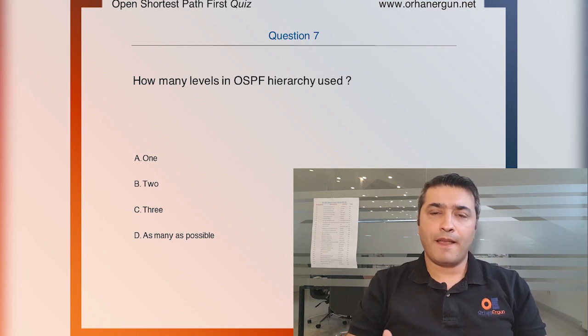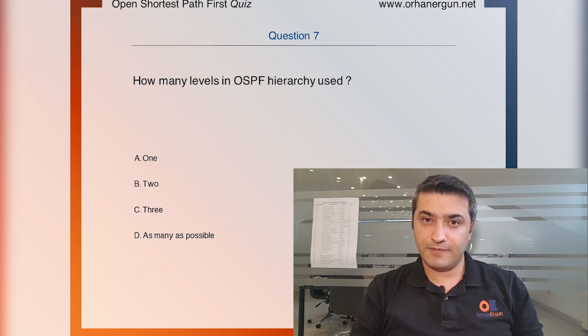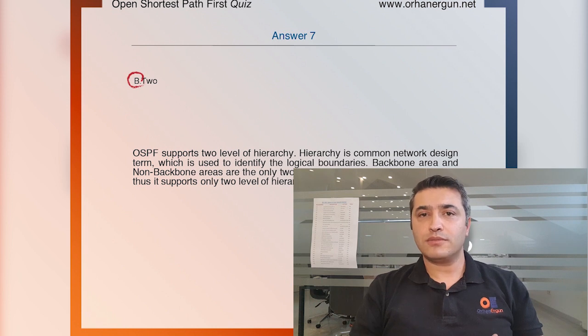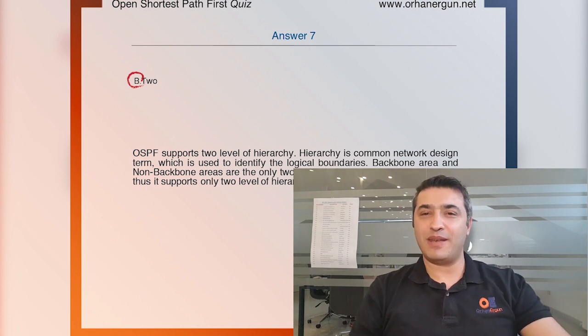Question 7. How many levels in the OSPF hierarchy are used? How many levels of hierarchy do we have, guys, in OSPF? 1, 2, 3, as many as possible? Yes, the answer is 2. Why 2? Because we have the backbone area and we have non-backbone areas.